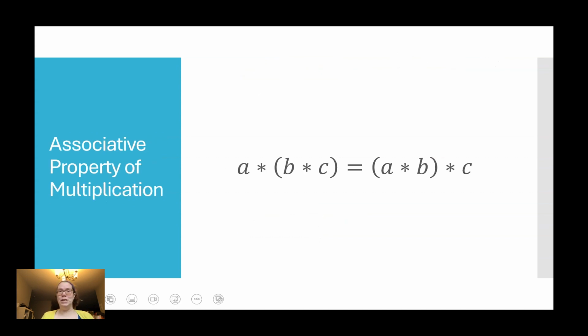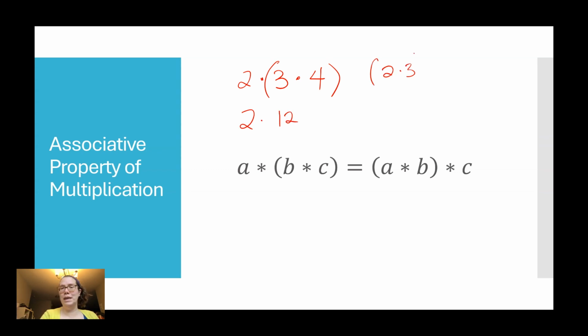Similarly, in multiplication, exact same thing. If everything is multiplying, then I can put groupings anywhere, and my answer is still going to come out the same. So if I had 2 times 3 times 4, if I just had no parentheses in there, I would just go left to right. 2 times 3 is 6, 6 times 4 is 24. But if I put in a grouping here, I have 2 times 12, still 24. If I put in the grouping here, 6 times 4, still 24.